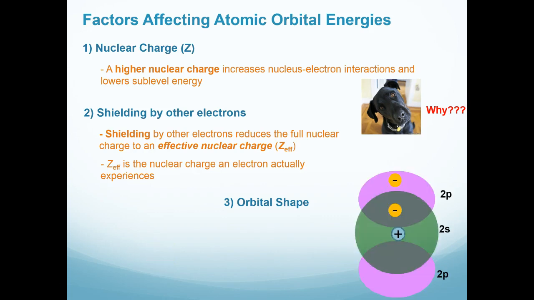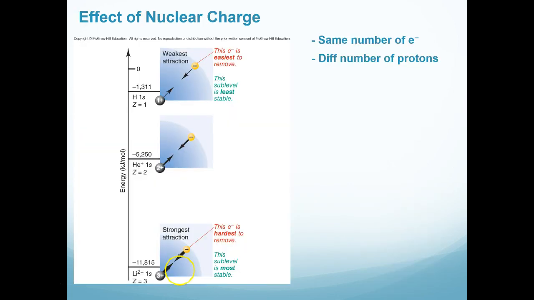For orbital shape, we already talked about this a little bit. If we think about the shape of a 2s orbital versus a 2p, the 2s orbital is going to be held a lot closer to the nucleus, which means it feels that pull from the protons a lot more and is going to be more stable or lower in energy. So its Z effective would be greater for that particular orbital.